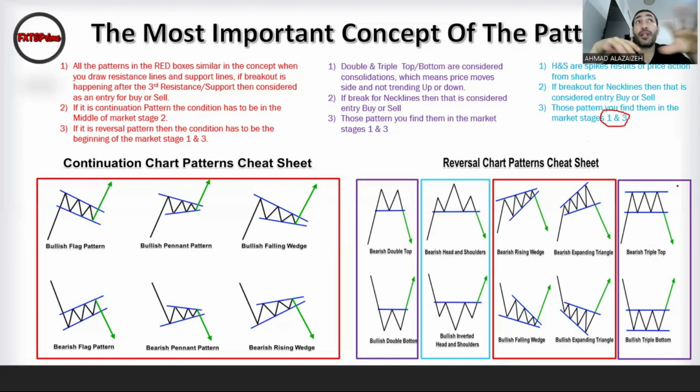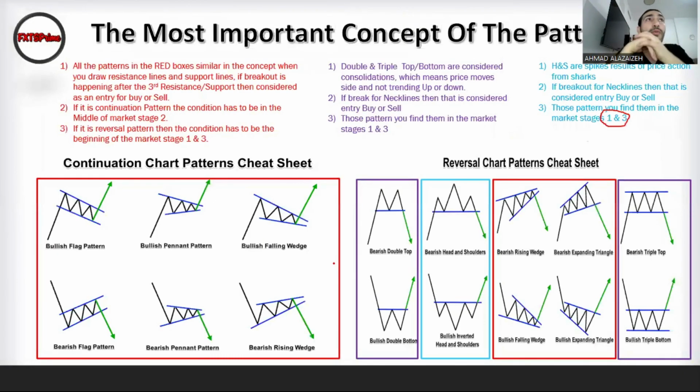The double bottom, triple bottom, it's a sideways movement, a consolidation. The head and shoulders has a left shoulder, a right shoulder, and the head above them or below them. That's why we call them head and shoulders. Reversal patterns come after overbought or oversold. Continuation patterns come after the beginning of stage 2, which comes after market stage 1 or 3.